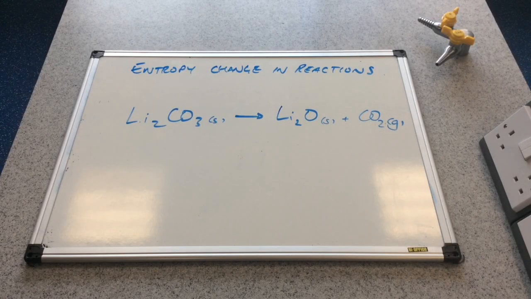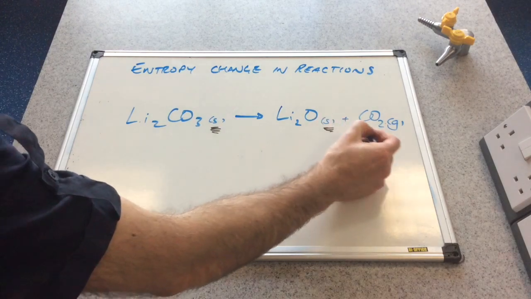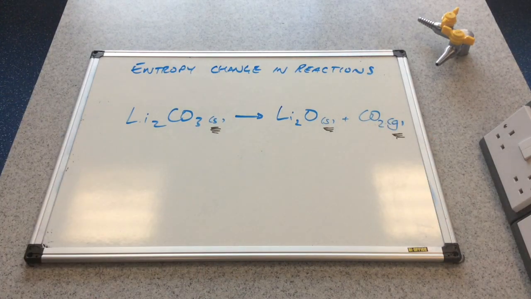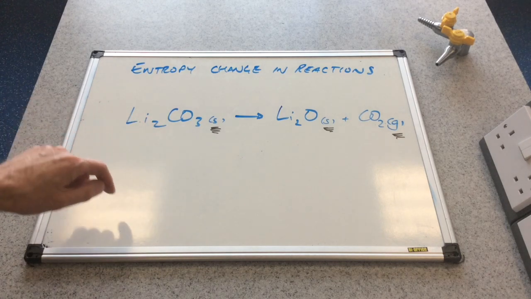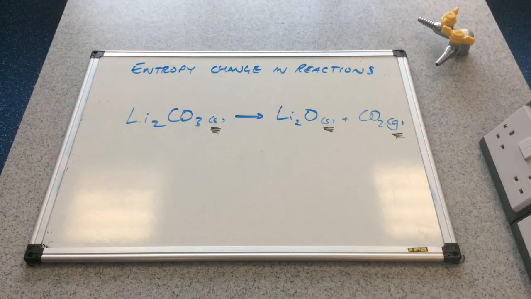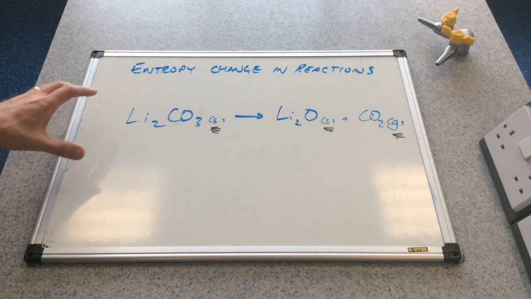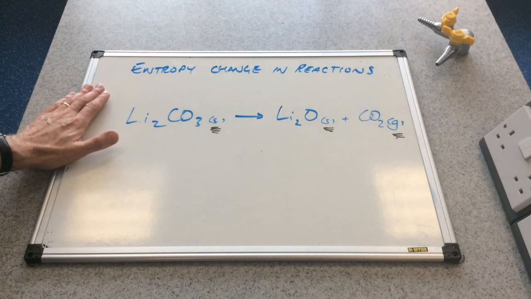So with questions like this, the way you've got to look are the state symbols. So if I just highlight the state symbols. This reaction involves the conversion of a solid into a different solid and a gas. And the fact that you're producing a gas is telling us that the entropy is increasing because the CO2 has a very high degree of disorder. So we're starting out with a single solid substance which is quite ordered. So this will have a low entropy.